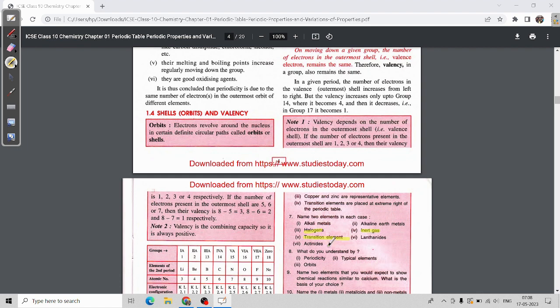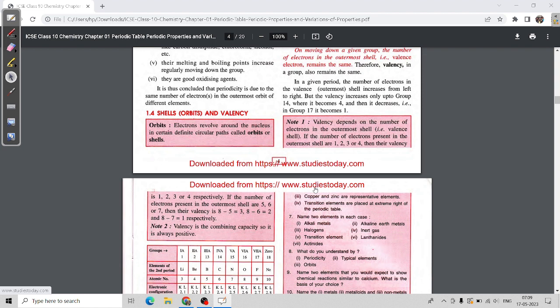And the lanthanides and actinides, it is not important to remember in 10th standard, as it is removed from your syllabus. If you take chemistry after 12th, then you will study the f block elements in detail.